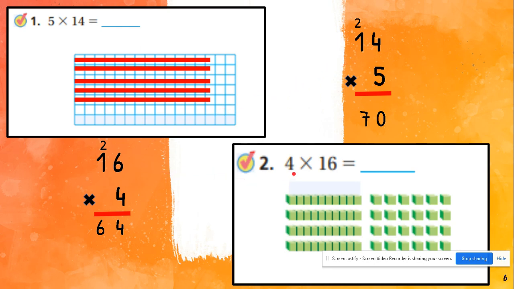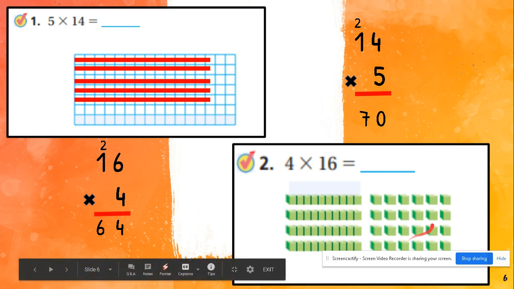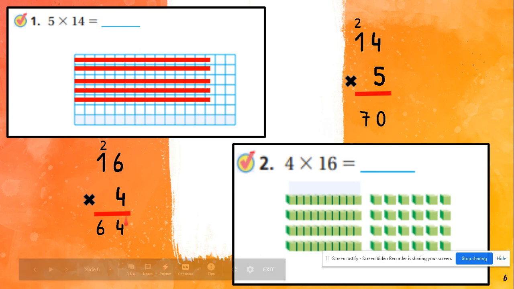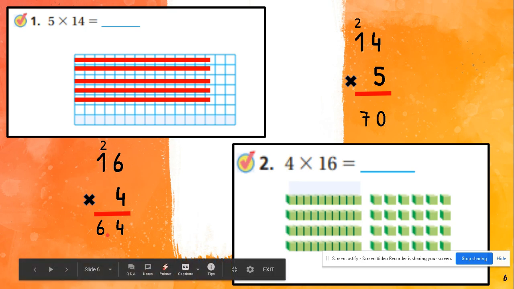Let's look at number 2. 4 times 16. They drew a picture. 10, 11, 12, 13, 14, 15, 16. How many times? 4 times. You can count them all together after you draw your picture or do your multiplication. 16 times 4. 4 times 6 is 24. Leave the 4 at the bottom, carry the 2. 4 times 1 is 4, plus 2 equals 6. 64.